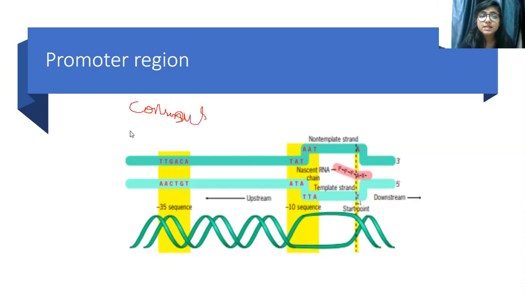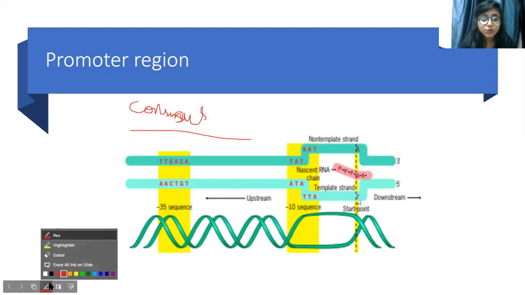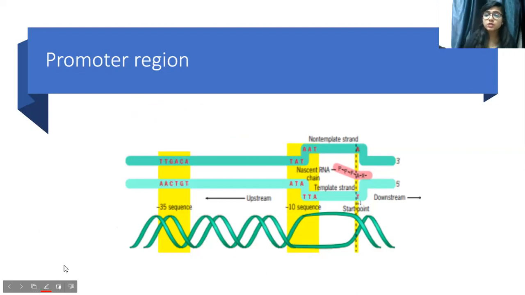Consensus sequence. Okay, this is very important and you should know this term. It will be used many times in this topic. So, consensus sequence, what is consensus sequence? Consensus sequence is a sequence which is similar and has similar kinds of nucleotides.